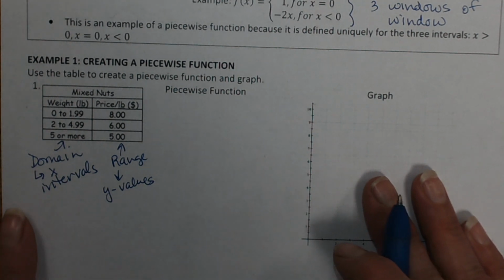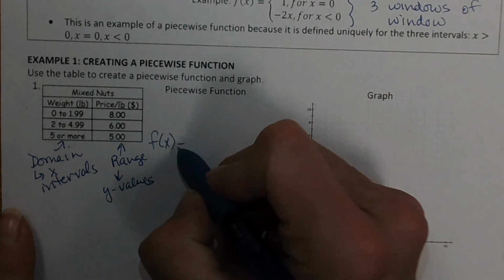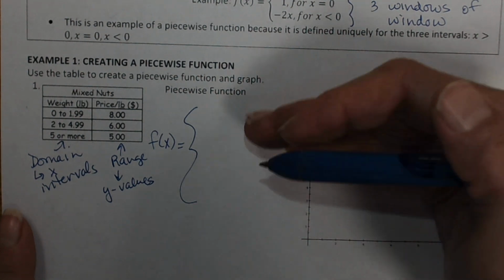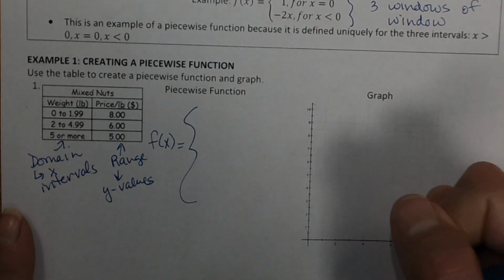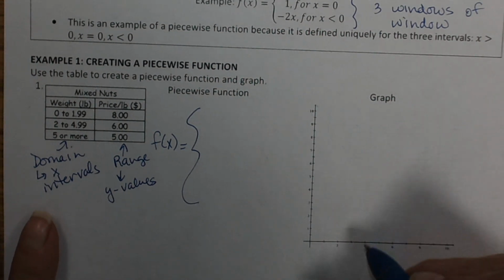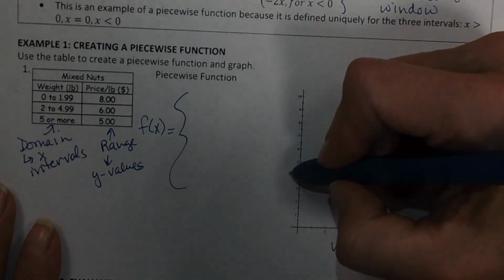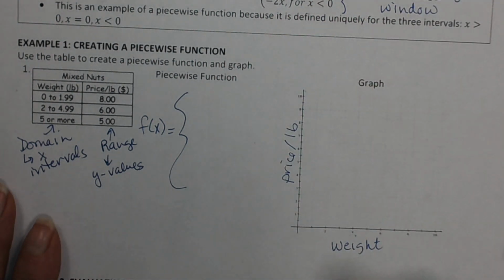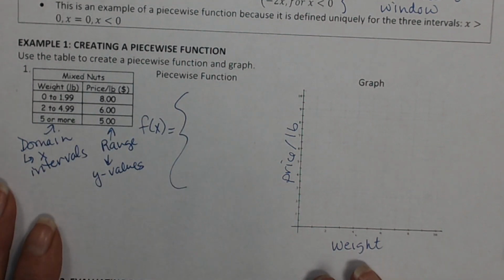Okay, so if we're going to write a piecewise function, the first thing that I usually like to do is write f of x, and then I give myself that big bracket. Honestly, the first place I usually start is with my domain. I like to figure out what the different windows are. What we're looking at here is the weight, and over here, the price per pound. All right, so the first window that we're looking at is from 0 to 1.99.